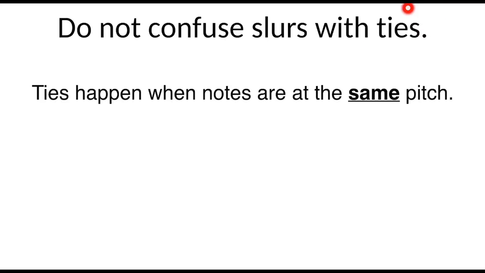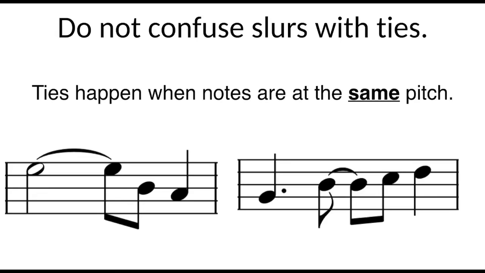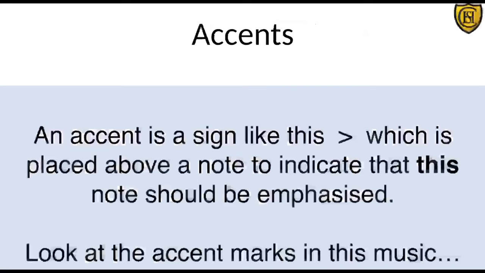So don't confuse slurs with ties. They look similar, but ties happen when notes are at the same pitch. So if we look at this, for example, we see the first note here joined on to a note of the same pitch, to the same note in other words, and this is a tie. Remember that the tie has the effect of making a note longer. So ties happen when notes are exactly the same pitch. Again, if we look at this one here, we can see the second note in here, it's a B. It's tied on to another B. Not a slur, but a tie, because the two notes are at the same pitch, they're the same note.